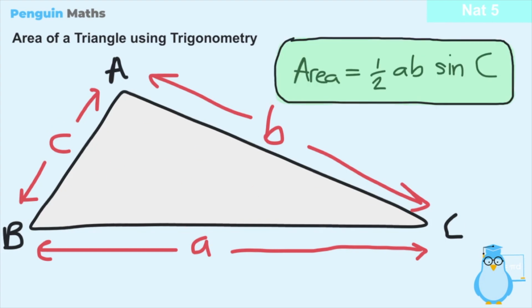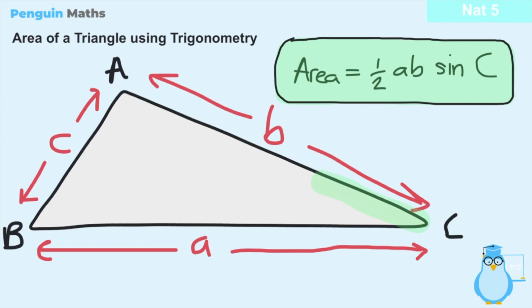And so by having our triangle labelled in this manner, we can use the following equation to represent the area of any triangle. And this equation can be read as follows. We can say that the area of any triangle is equal to a half multiplied by the length of side A, so this here, multiplied by the length of side B, and then multiplied again by the sine of angle C, which is this angle right here.